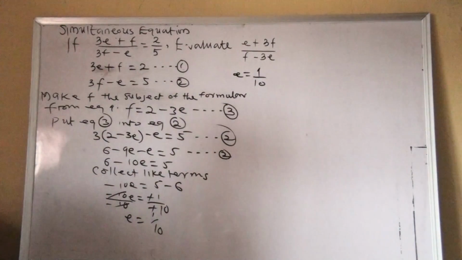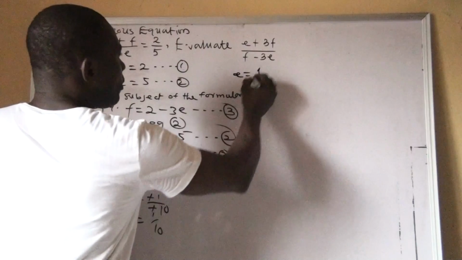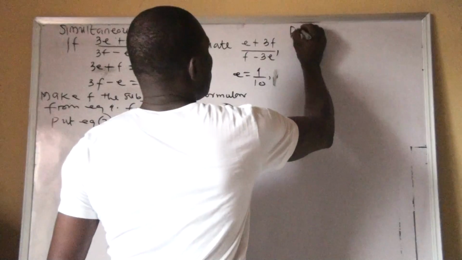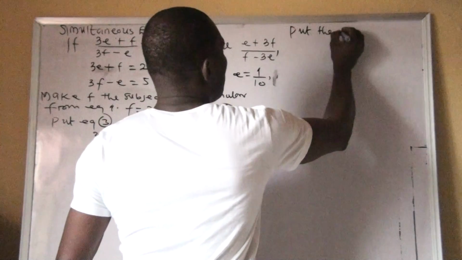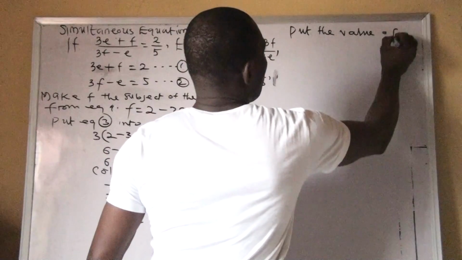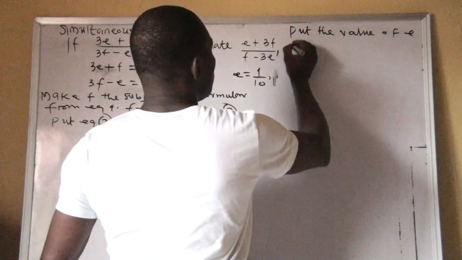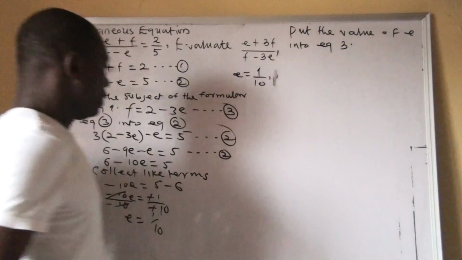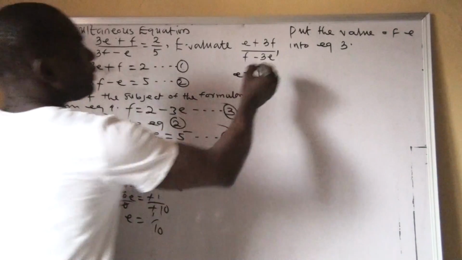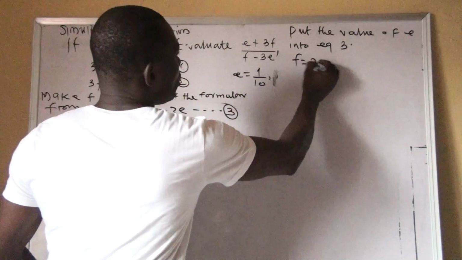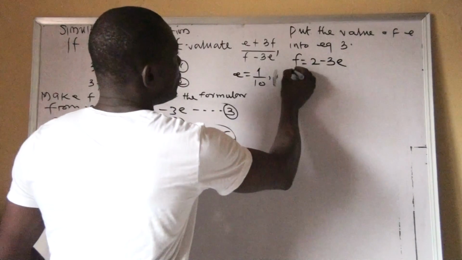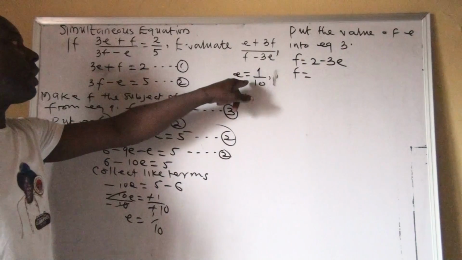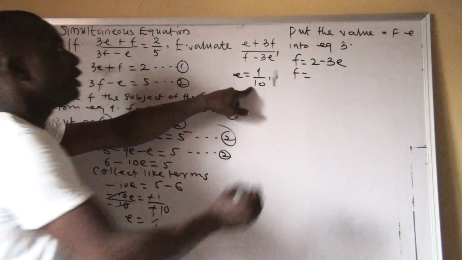So we put the value of e into equation 3. So equation 3 is f is equal to 2 minus 3e. By the time we substitute, we put the value of e equal to 1 over 10 in place of e here.